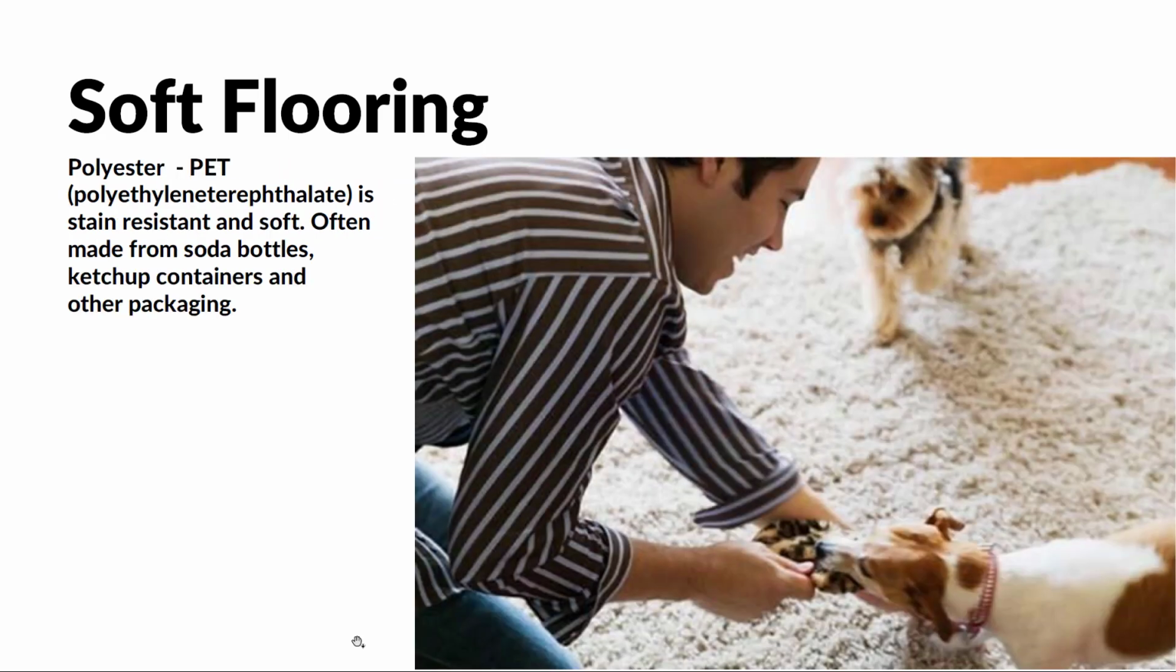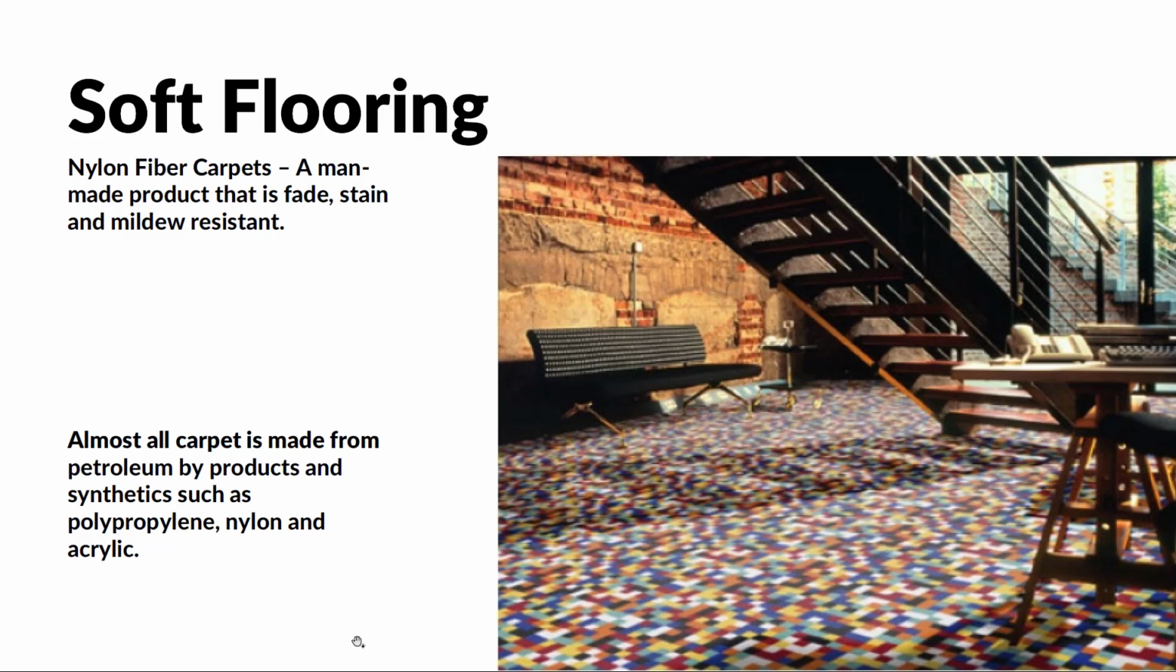In terms of materials, there's a lot of materials that different carpets may be made out of. A very common one is polyester, PET. It's stain resistant and soft. And it's actually frequently made from recycled soda bottles and things like that. An ideal scenario there, of course. Nylon is a very, very common carpet material. Most carpet is made from petroleum products in general, and nylon and acrylic polypropylene are the most common. It's stain, mildew resistant, fade resistant, lasts a long time.